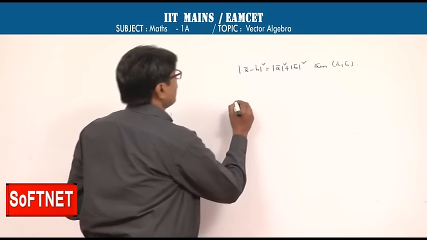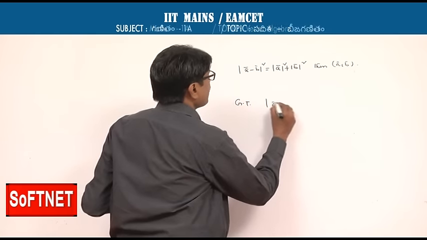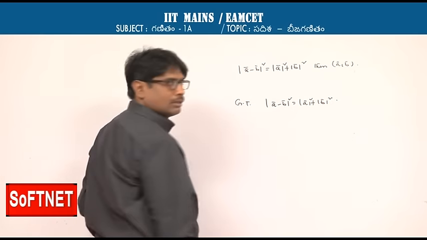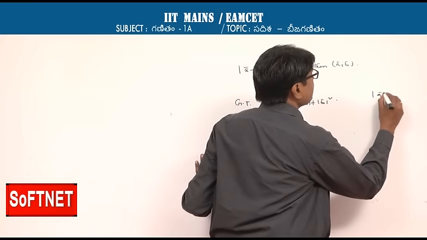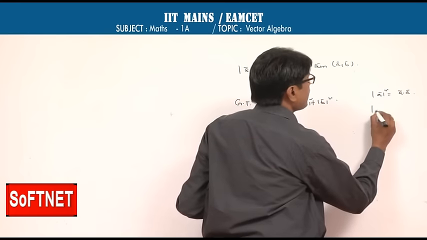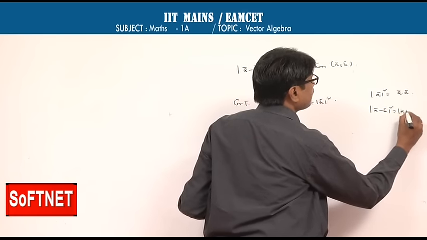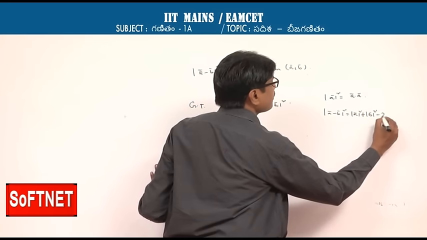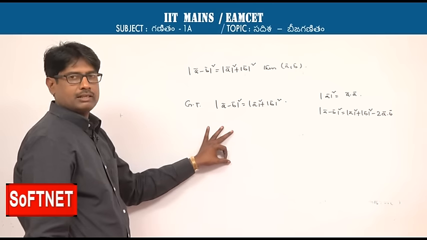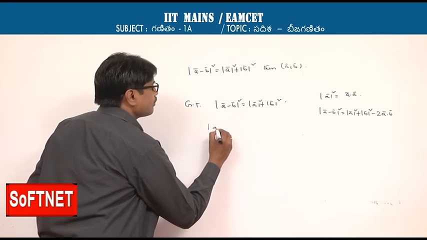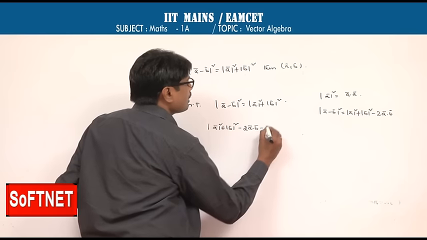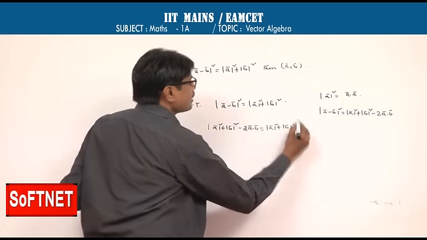Okay, so given that mod of A bar minus B bar whole square is equal to mod of A bar square plus mod of B bar square. నిన్న మనం నేర్చుకున్నాం రా ఏంటి, mod of A bar square is nothing but A bar dot A bar and mod of A bar minus B bar whole square is equal to magnitude of A bar square plus magnitude of B bar square minus 2 into A bar dot B bar. Apply that property on the left side of the identity. Then we notice that it is mod of A bar square plus mod of B bar square minus 2 into A bar dot B bar equal to mod of A bar square plus mod of B bar square.